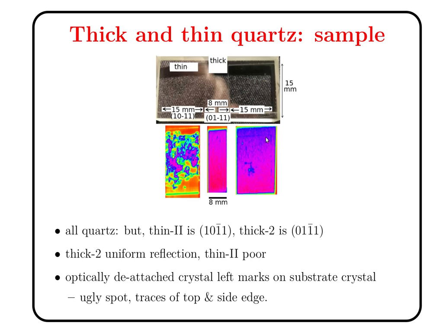So apparently the optical attachment may do some damage to the substrate, which implies that it might do some damage to the thin crystal itself, which suggests to me at least that maybe in the optical attachment there could be some hidden troubles that cause the reflection to be not quite as ideal as we want it to be.